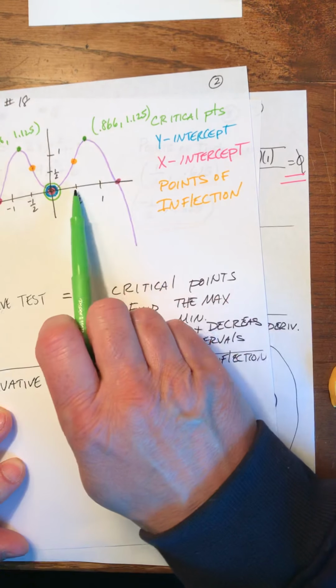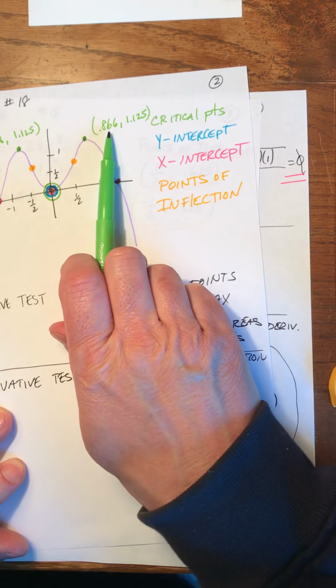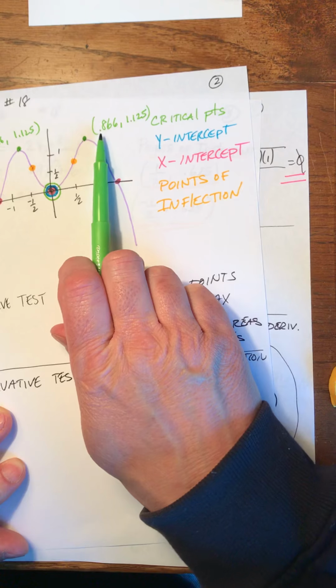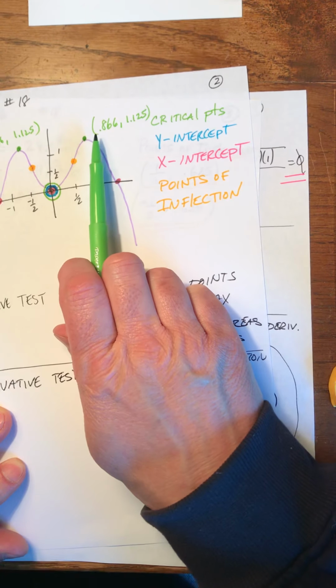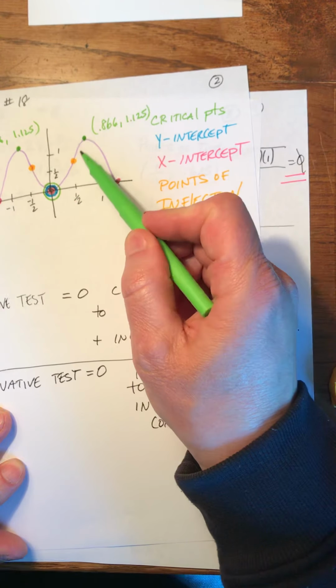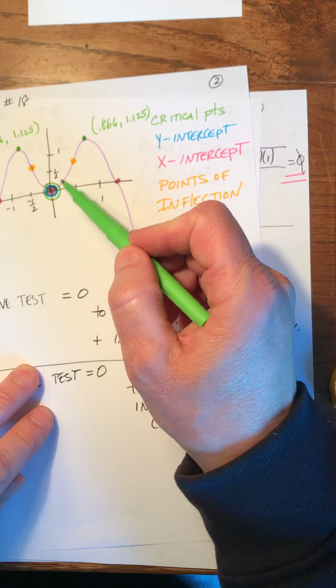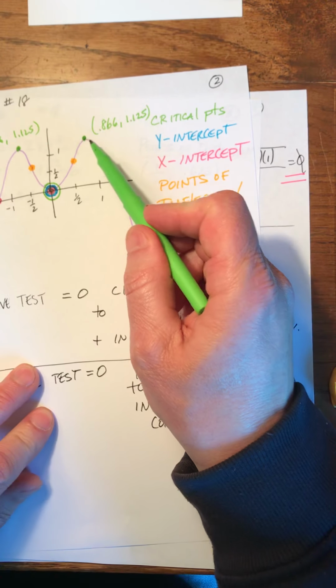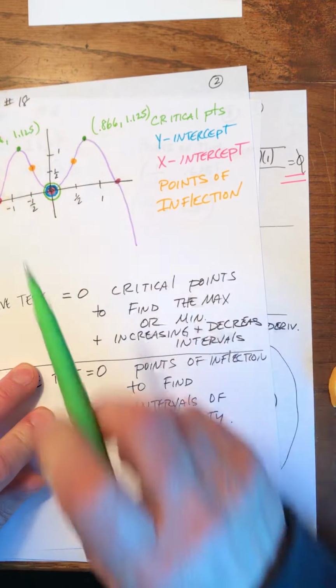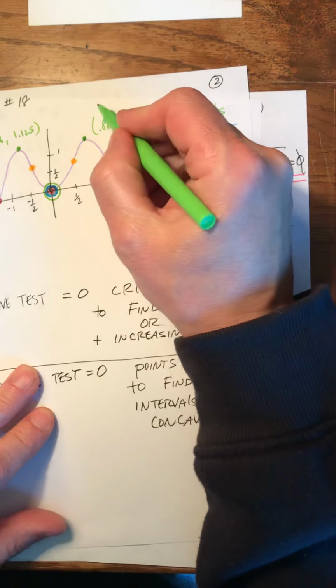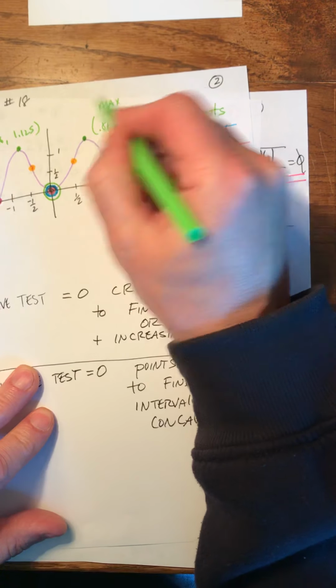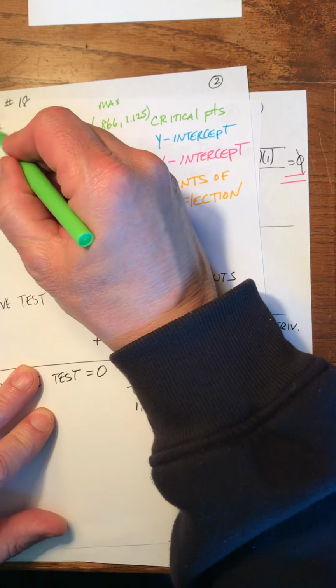If we take a 1/2, or anything to the left of here, and we test it into the first derivative, we find that we would get a positive. That means the graph is going up. If it's going up to the critical point and then going down, that means that critical point is a maximum. This is a maximum, which this one also turns out to be a maximum.